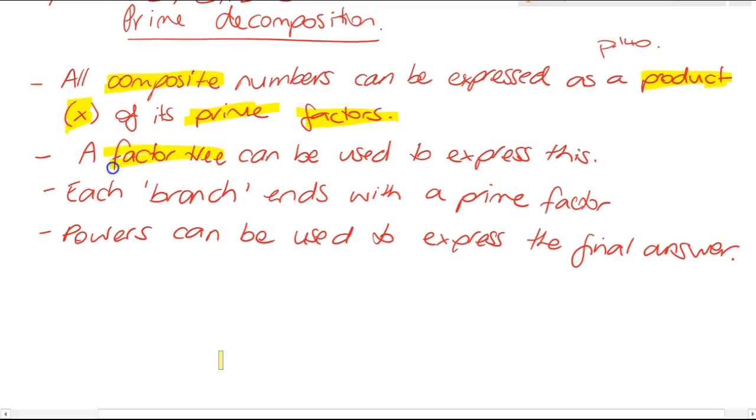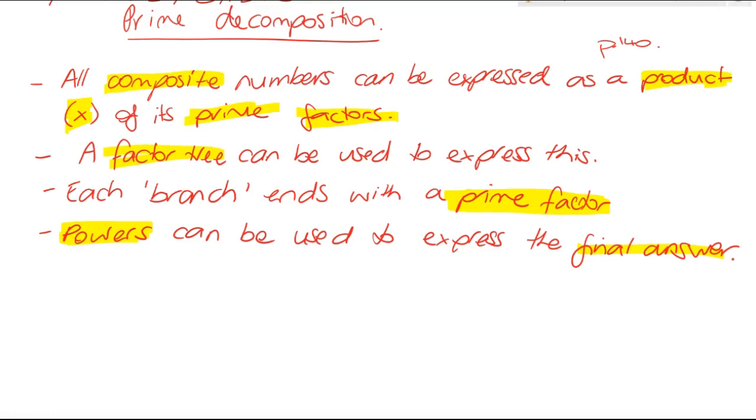A factor tree can be used to express this, and that's what I'm going to do today, draw a factor tree. Each branch ends with a prime factor, and you know that you have finished with that branch because the number at the end is a prime. It's a prime number, but also a factor of your first number you begin with. And then at the end, powers can be used to express the final answer. Okay, lots to think about. That will make a lot more sense when I show you an example.